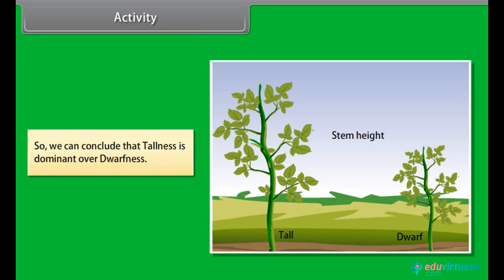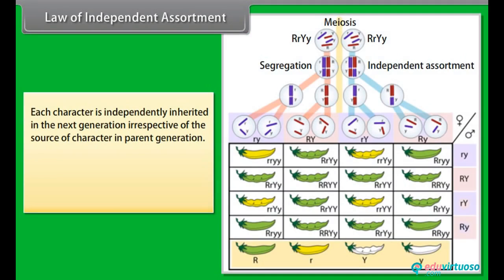So we can conclude that tallness is dominant over dwarfness. Law of Independent Assortment: each character is independently inherited in the next generation irrespective of the source of character in parent generation.